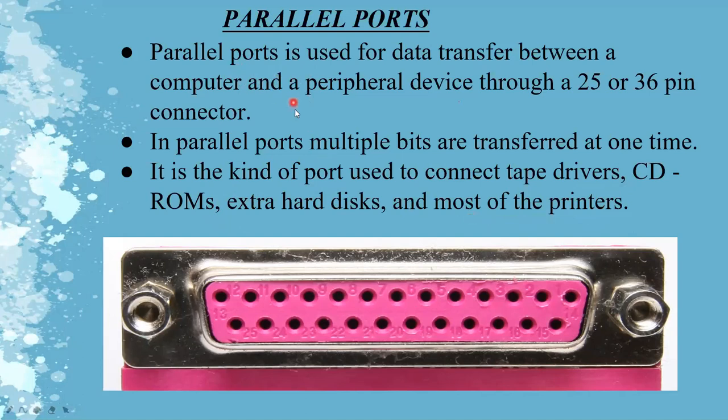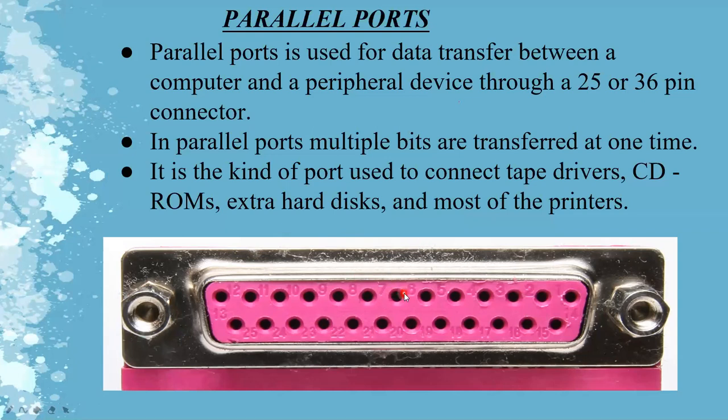So again, repeating, there are 25 pins. There are 25 holes here, 25 pins, and these are used to transfer multiple bits, like 8 bits at a time. In serial port, we transfer 1 bit at a time, but in parallel ports, we transfer 8 bits at a time, and the rest of the pins are used for control signals, right?